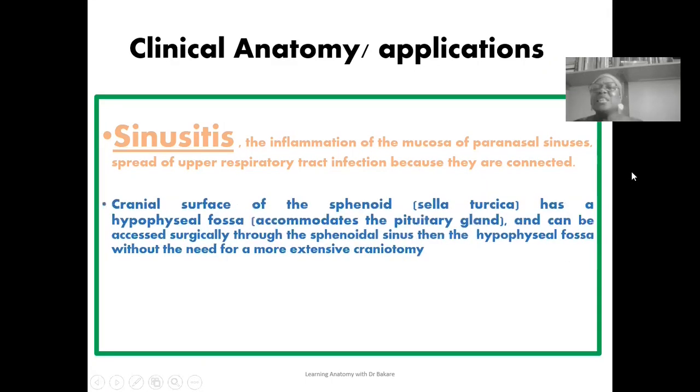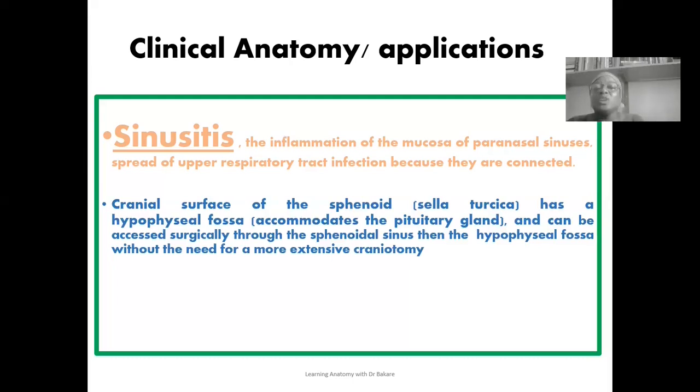Talking about the configuration of the sphenoid bone, when we try to describe the sphenoidal sinuses, we say these sinuses are located within the body of the sphenoid bone. If you look at the cranial surface or the upper surface of the sphenoid bone, we have the sella turcica, and this sella turcica has a depression that is referred to as the hypophyseal fossa, which helps to accommodate the pituitary gland. So when there is need for surgery, the pituitary gland can be accessed through this part by directing access through the sphenoidal sinus, then up through the hypophyseal fossa, where the pituitary gland is located.